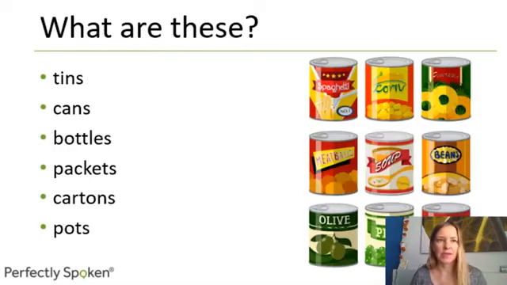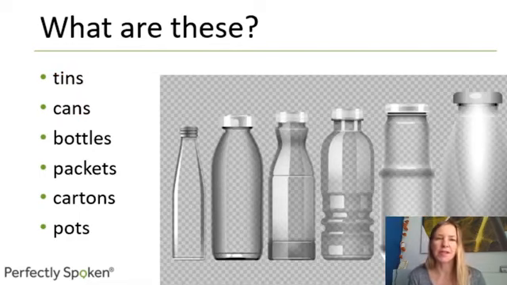Okay, next these. What are these? So are they tins, cans, bottles, packets, cartons, or pots? Right, the answer's coming now. They are tins or they are cans, and they're made of metal. Okay. Next one.